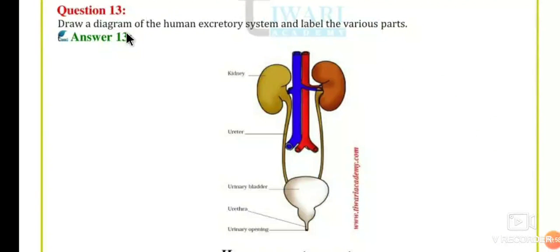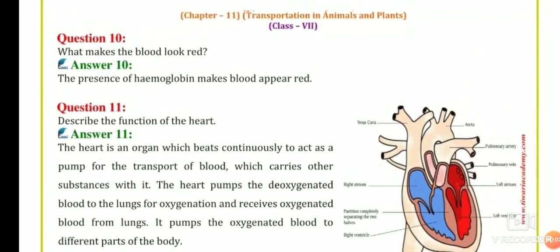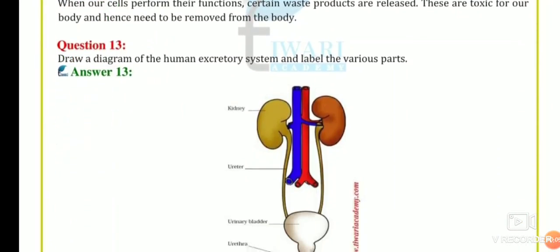Next, you should write this one, and the function of the part I already told, so copy that one. And the third one, the 13th question, is: draw a diagram of the human excretory system and label the various parts.